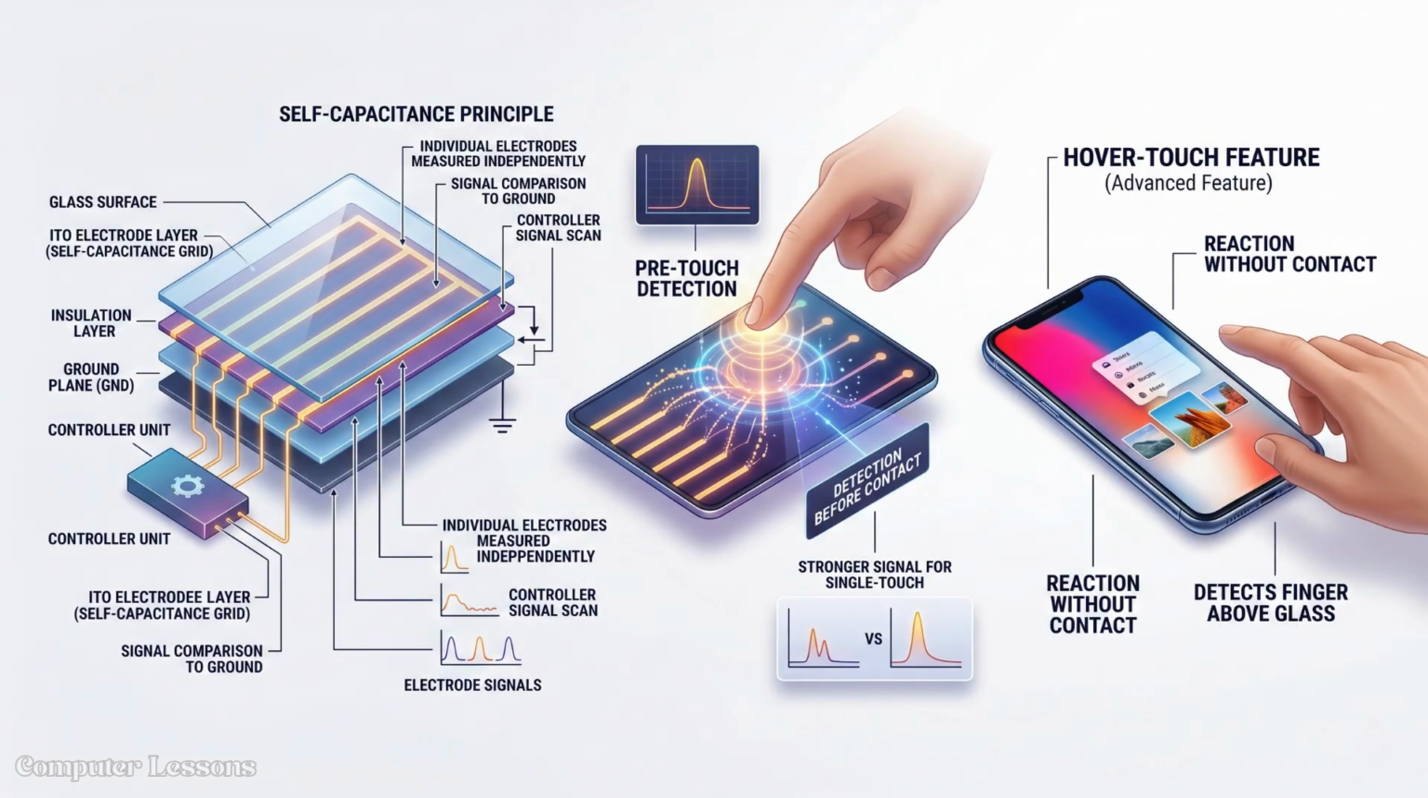Some screens also utilize self-capacitance, where each individual electrode in the grid is measured independently against the ground. This method provides a stronger signal for single-touch events, and is often used for detecting a finger before it even touches the glass. It enables features like hover touch in some advanced smartphones.